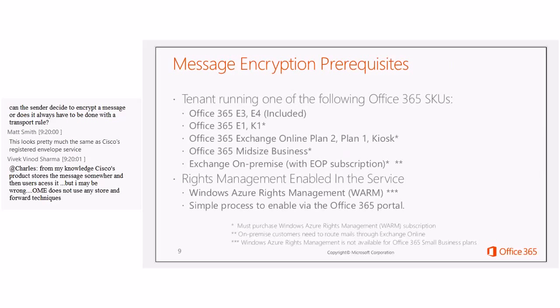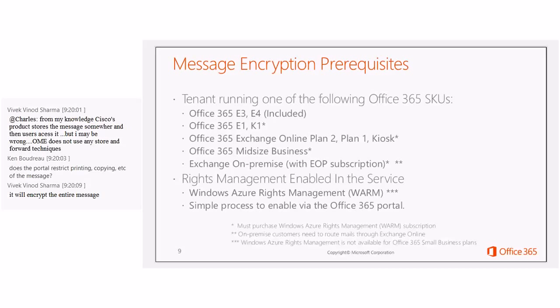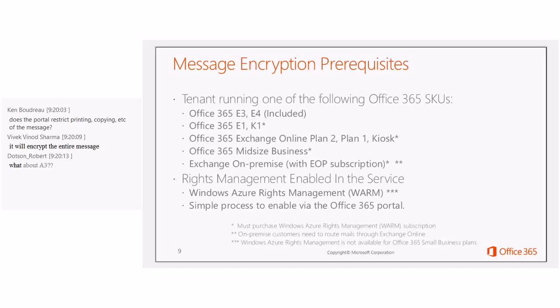Now, some things that you need to know. If you're using the E3 and E4 SKUs, rights management can be enabled. It's included, right? If you're using the E1 or K1 SKUs, you have to purchase a Windows Azure Rights Management subscription. Same thing applies for Exchange Online Plan 2, Plan 1, and Kiosk, and also the mid-sized business.